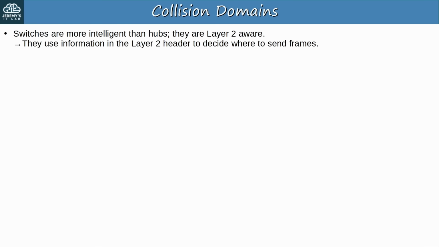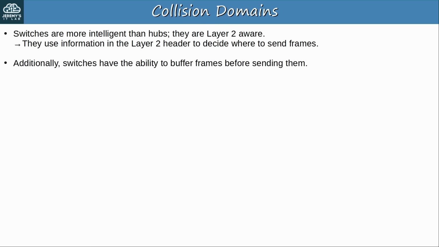Now we have switches, and switches are more intelligent than hubs. They are layer 2 aware. This means that they look at and understand the layer 2 information of a frame, such as the source and destination MAC addresses, and use that information to learn about where devices are connected and forward frames only to the intended destination whenever possible. Another major benefit is that switches have the ability to buffer frames before sending them.